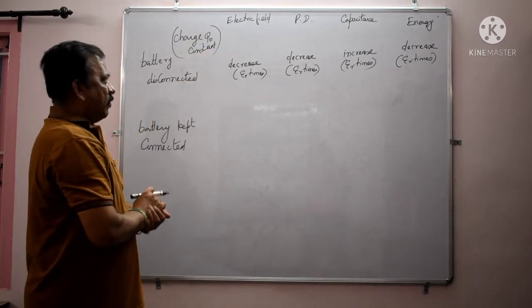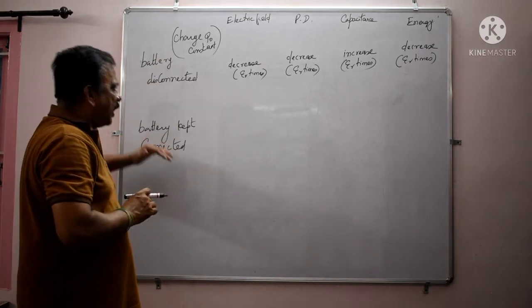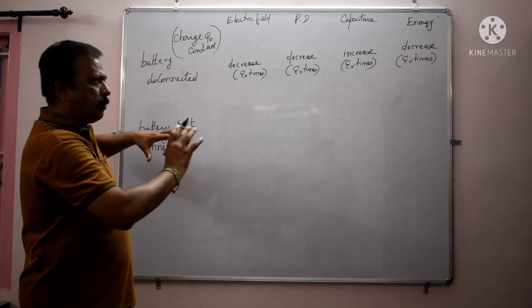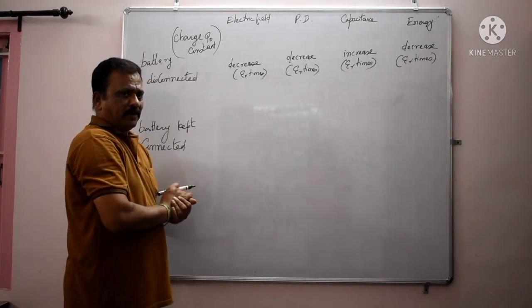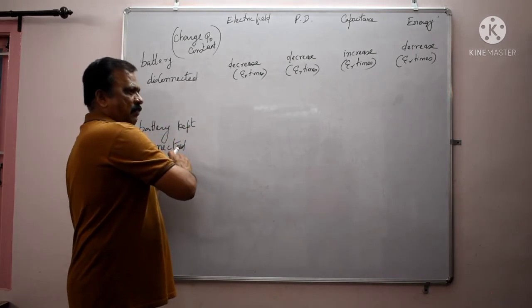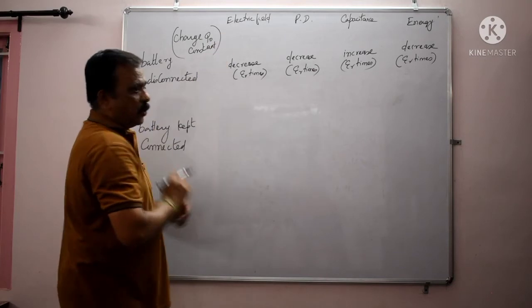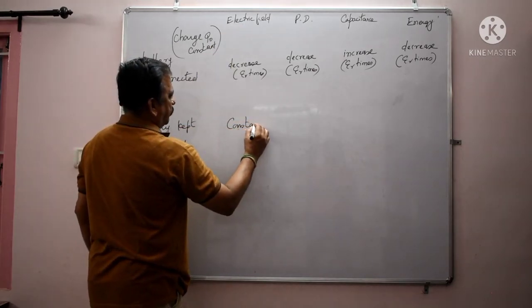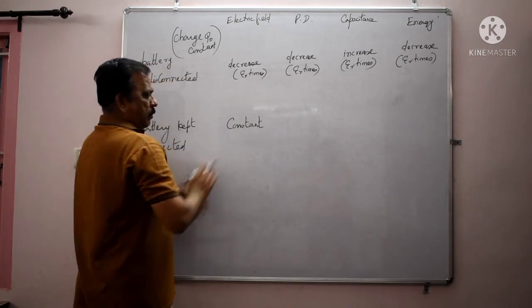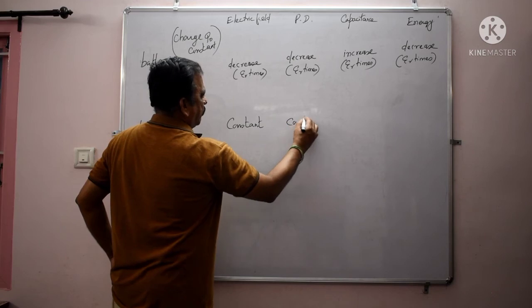Okay, right. Next, if we don't disconnect the battery and keep it connected with the capacitor plates and introduce a dielectric material, what happens? When the battery is kept connected to the capacitor and then I introduce a dielectric, as we just saw, the electric field remains constant. It doesn't change. It remains the same. The potential difference remains constant. It doesn't change.